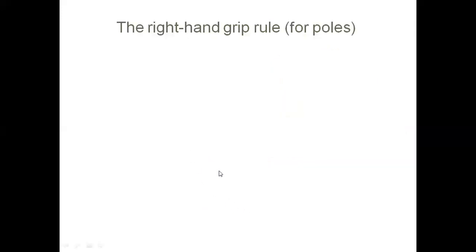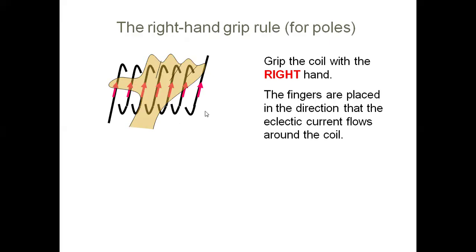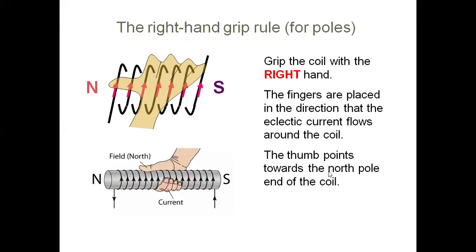Now we have a rule to find out the poles of this solenoid, because the solenoid becomes an electromagnet, and this also has two poles, that is north and south. So grip the coil with the right hand. This is the coil. The current direction is known to us, that is upwards. So we will hold it in such a way that our fingers are in the direction of current and the thumb indicates the north pole. The fingers are placed in the direction that the electric current flows around the coil, and the thumb points out the north pole.